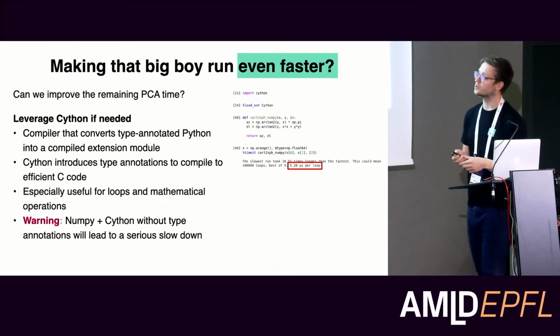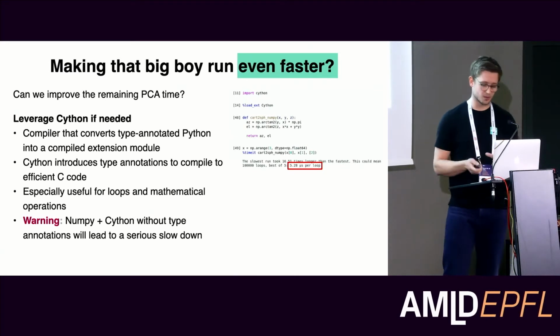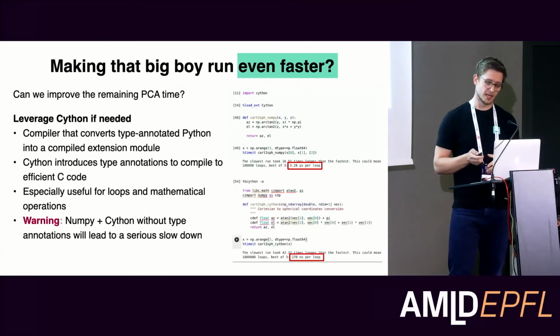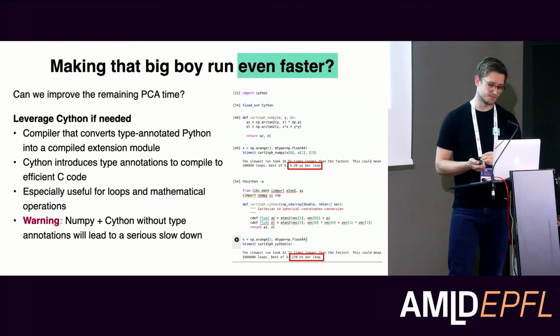And I have one small example here where we have a function within the whole pipeline where we convert coordinates from one coordinate system to the other. And if we implement that in Cython, we can see that there are also some gains to be made.